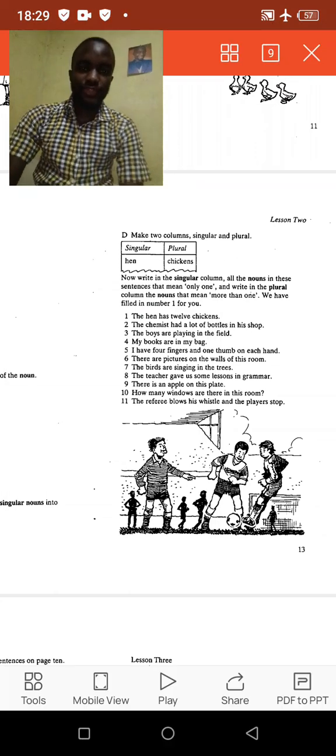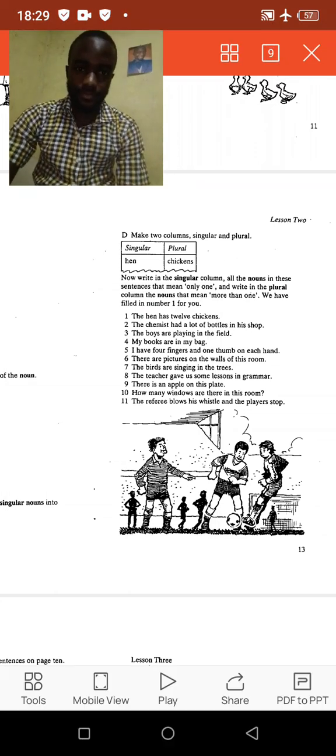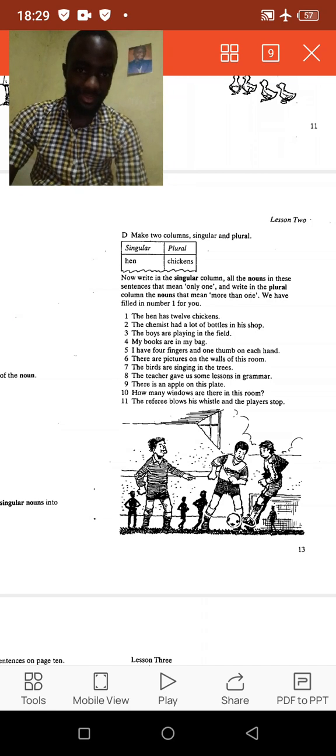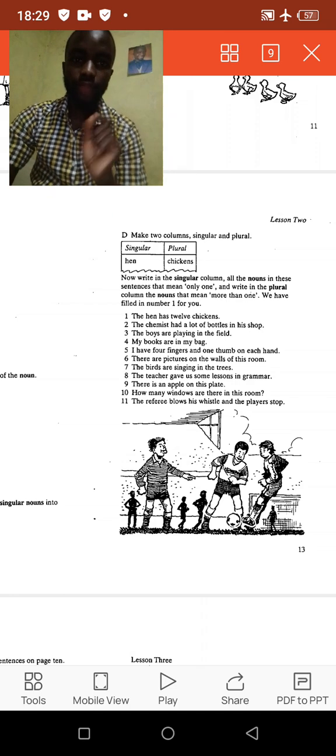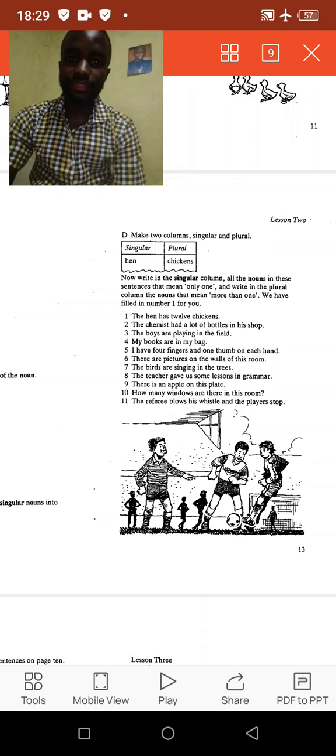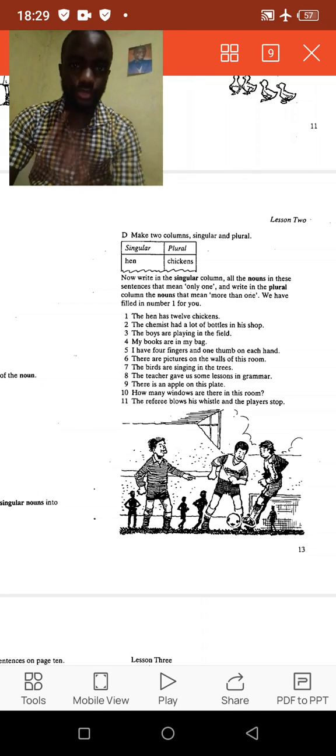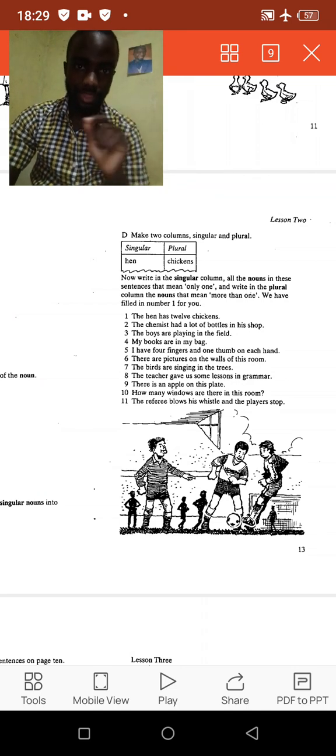Now to continue with exercise D, make two columns. Here is the interesting part of it. Make two columns, and make sure you do this, okay? Make two columns. Now, write in the singular column all the nouns in these sentences that mean only one, and write in the plural column the nouns that mean more than one. And I will show you how to do that right here.